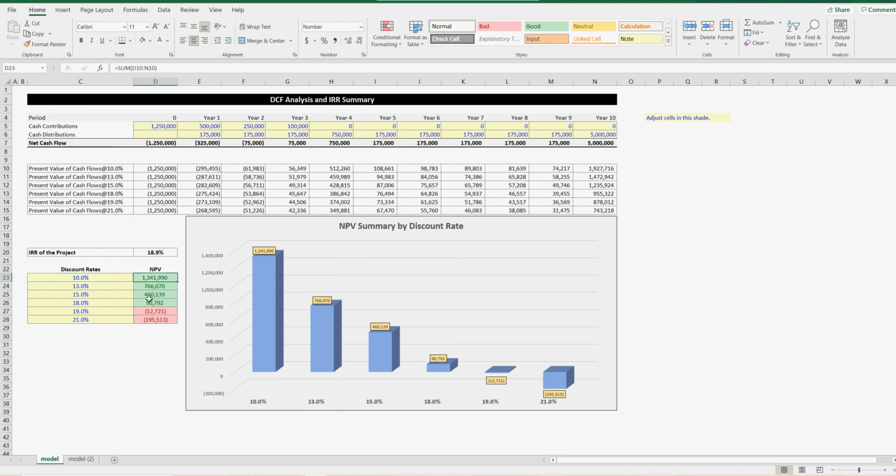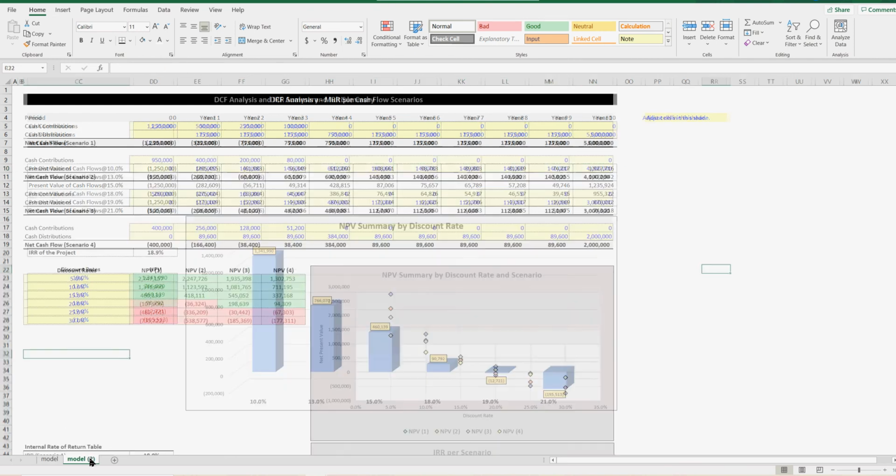At 10%, you're good. The present value of the future cash flows are actually $1,341,000 more than the initial cost. And you can see that's if we just sum these up. You get $2,591,000. So that's the present value of the future cash flows. And then you mark that against the cash requirement, you get $1,341,000. So that's just the mechanics of what's going on here.